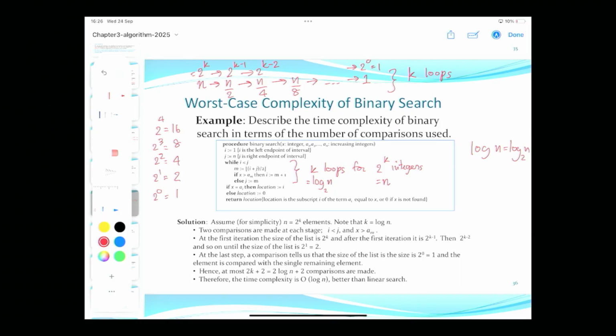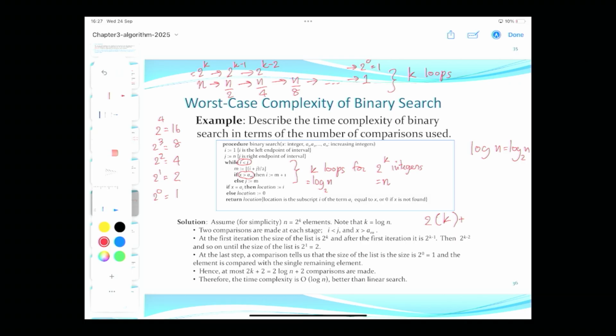So how many comparisons do we have? One here first, when i is less than j, and then one more here, when x is greater than or equal to, greater than a[m] or not. So that means in each while loop, there are 2 comparisons. So the total would be 2 times k, right? 2 per loop. We have k loops.